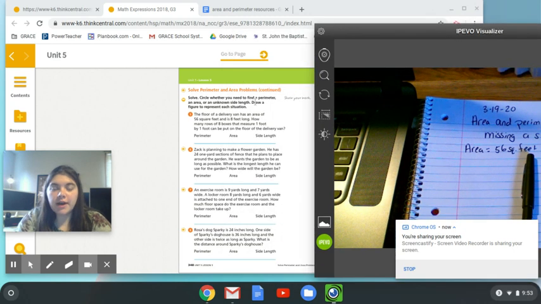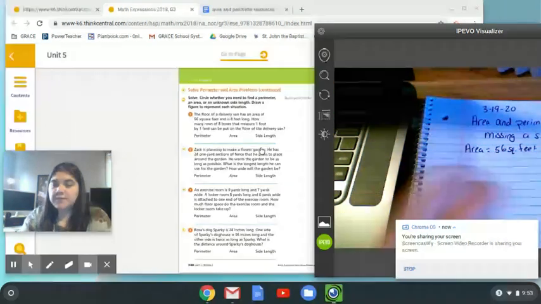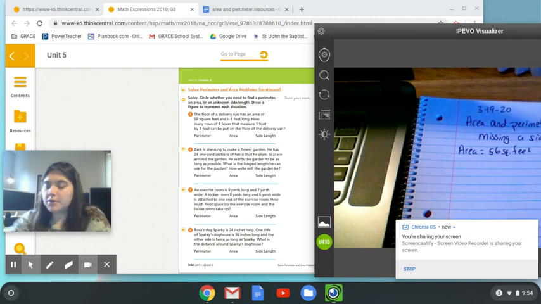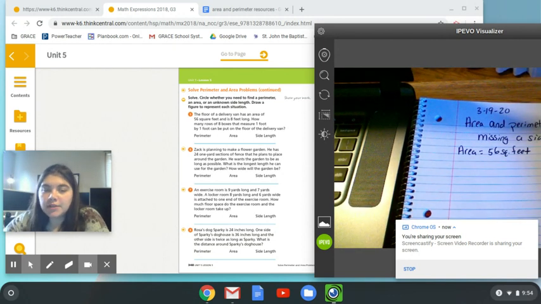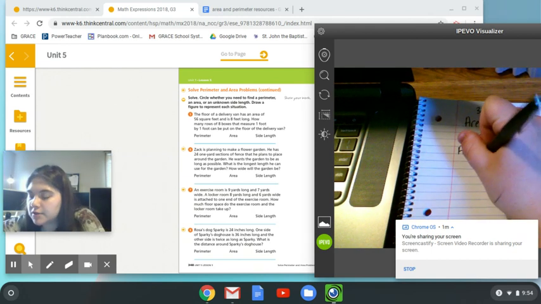So for number 5, this is just an example. The floor of a delivery van has an area of 56 square feet. So I went ahead and already wrote down what we already know. And it's 8 feet long. How many rows of boxes that measure 1 foot by 1 foot can we put in the floor of the delivery van? So I'm going to draw a rectangle.